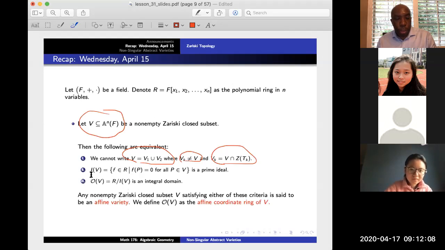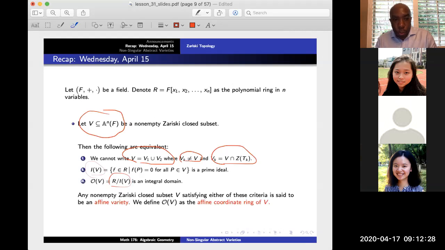Number two, this set I(V). Remember that this is the set of polynomials that vanish at all of the points of V, and that is a prime ideal. And number three, this quotient, where R is the polynomial ring in n variables and I is the ideal from above, is an integral domain.